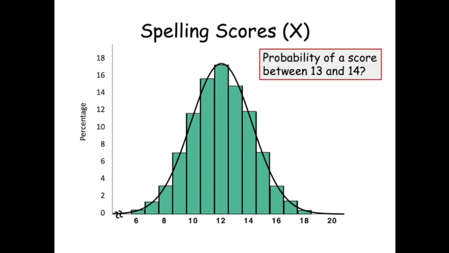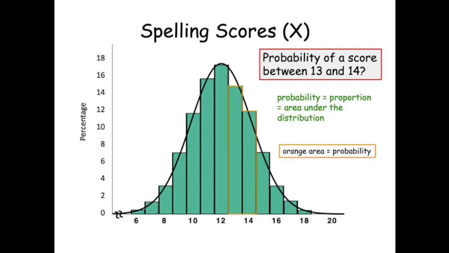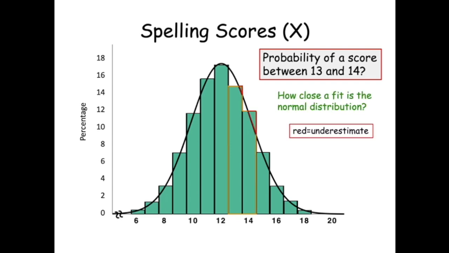The probability of getting a score between 13 and 14 is this area, the proportion of the distribution represented by these two bars. Any part of these bars that is excluded by the normal distribution indicates an underestimate of the true probability, and any area included by the normal distribution that is not a part of the original distribution indicates an overestimate. Overall, the normal distribution provides a pretty good estimate for this discrete probability distribution.